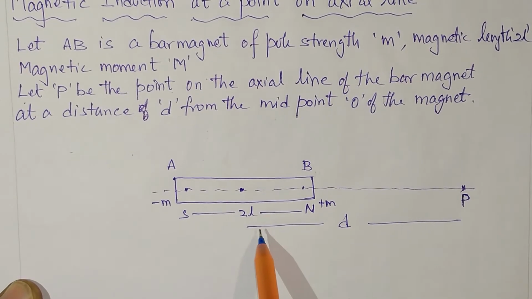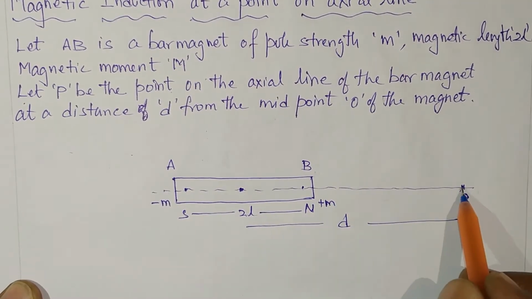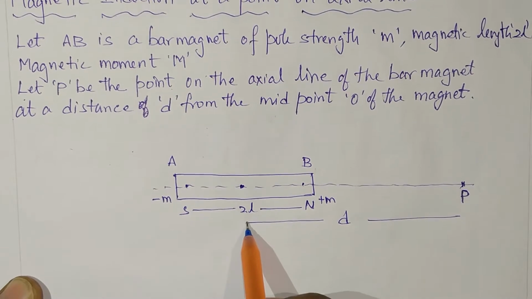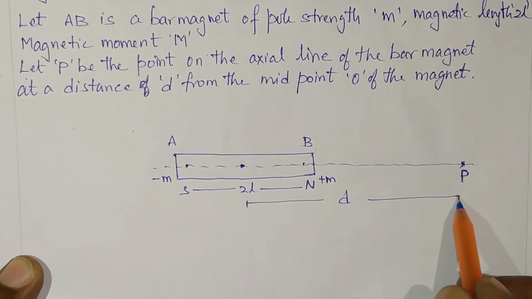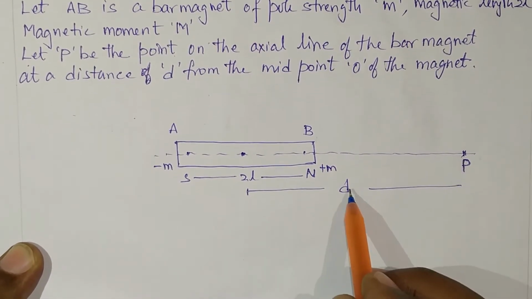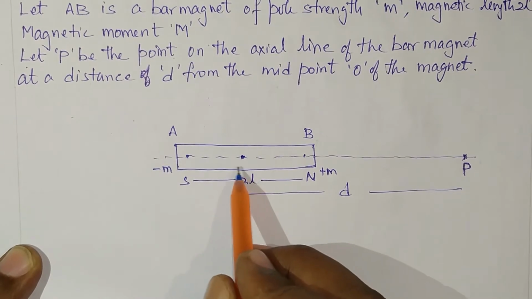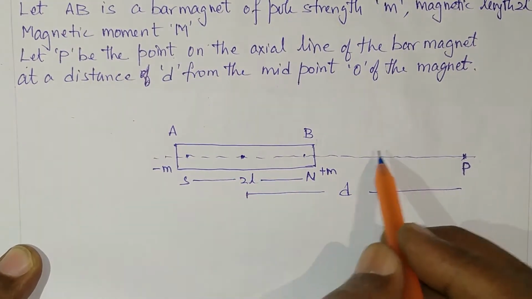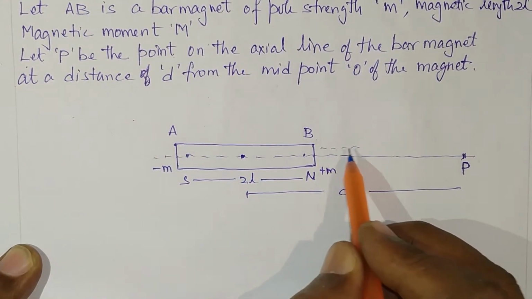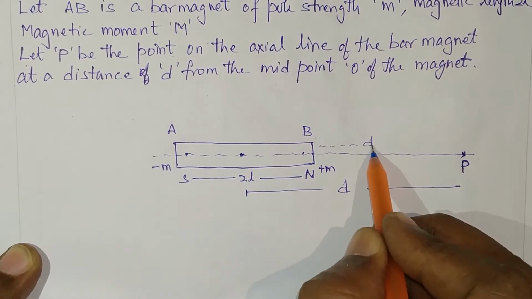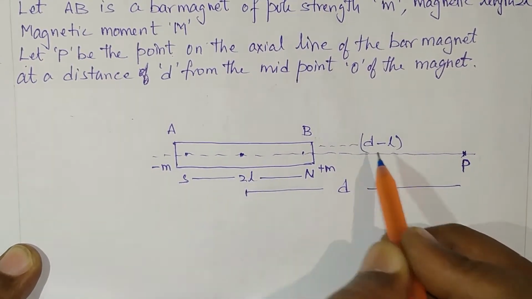Now what will be the distance from the northern end to this point P? This total distance is D. Now what will be this distance? D minus half of the length of the bar magnet, which is L. Therefore the distance from B to P will be D minus L.